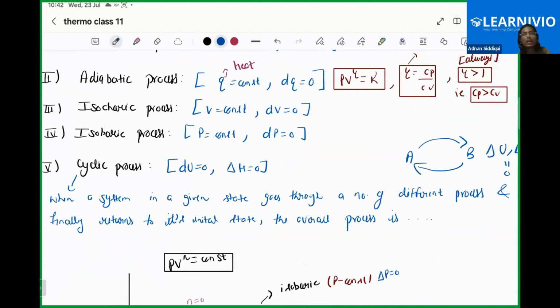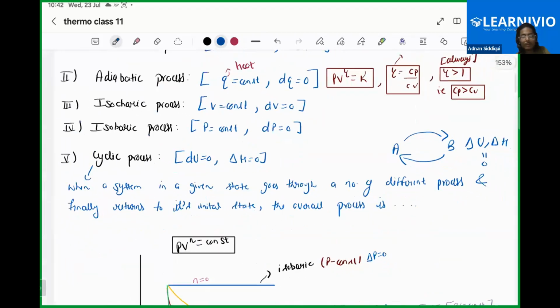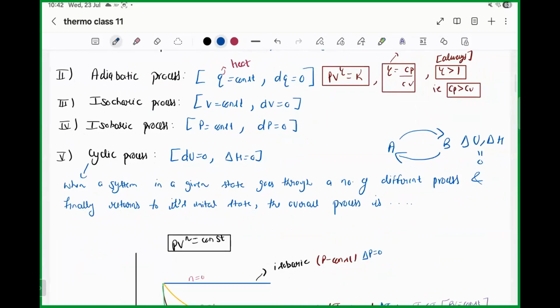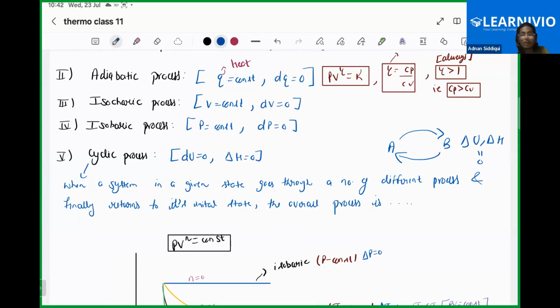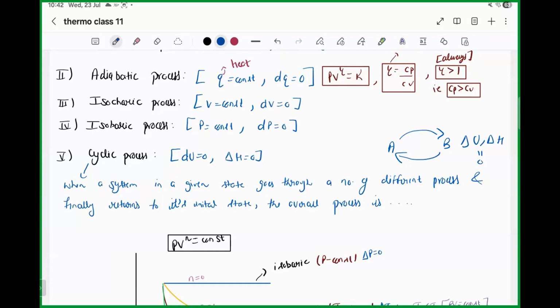We haven't talked about internal energy and enthalpy yet. For now, just keep it that delta U and delta H are going to be zero. I will explain what internal energy and enthalpy are. Both are energy, but the energy exchange at some specific condition. I will come to it later. For now, delta H is equal to zero.